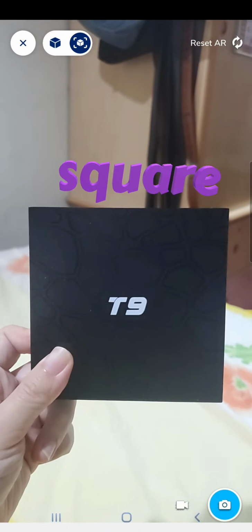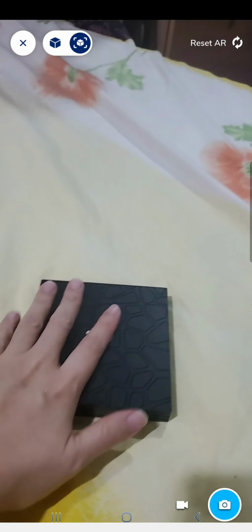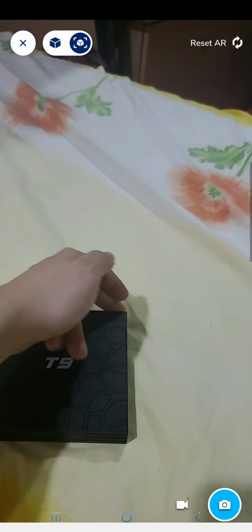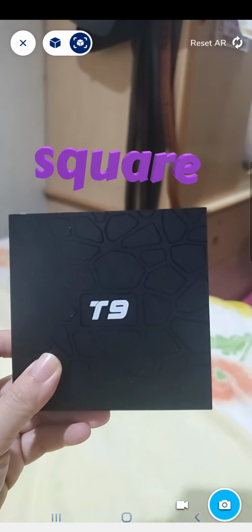So how many sides does a square have? If you count it, let's see. 1, 2, 3, 4. So it has 4 sides with the same length. Okay, same length. So it is called a square. Okay, next.